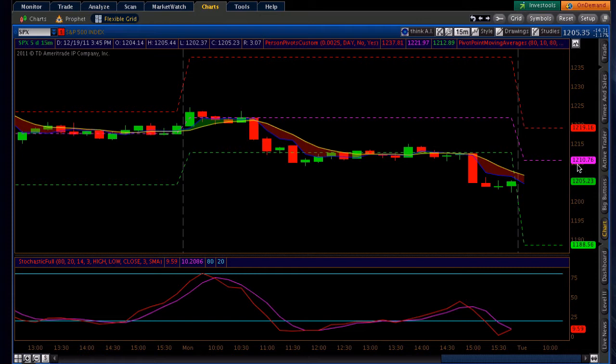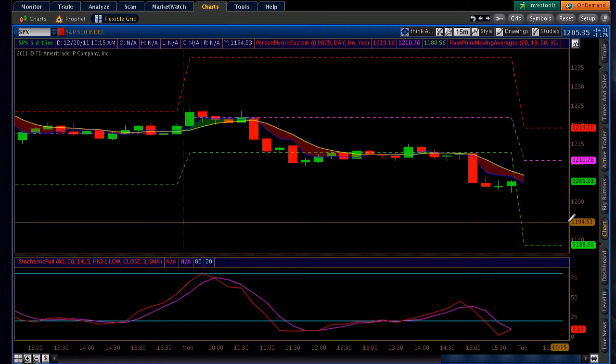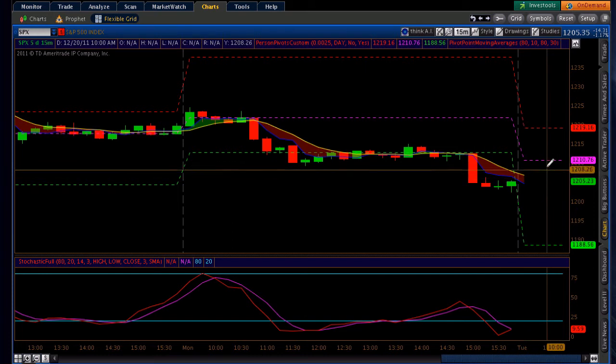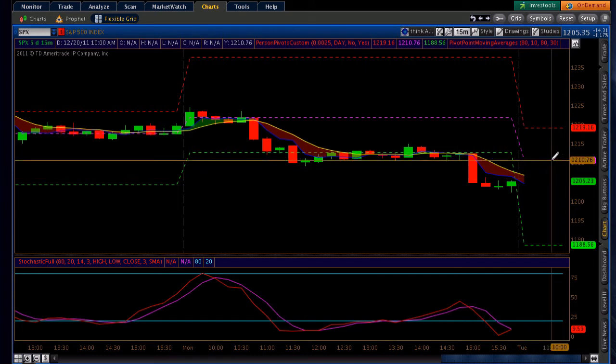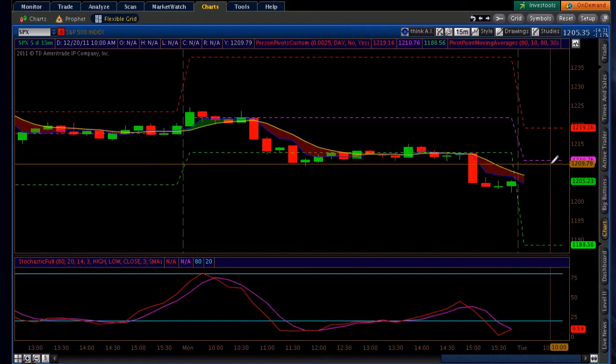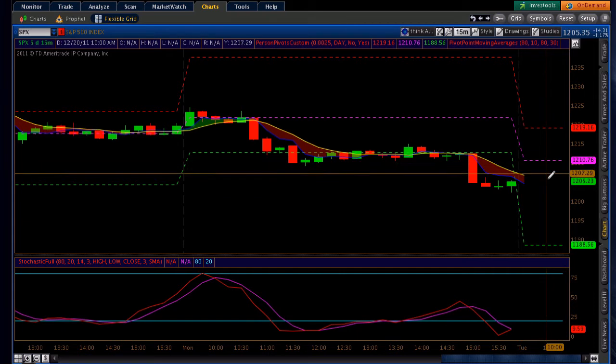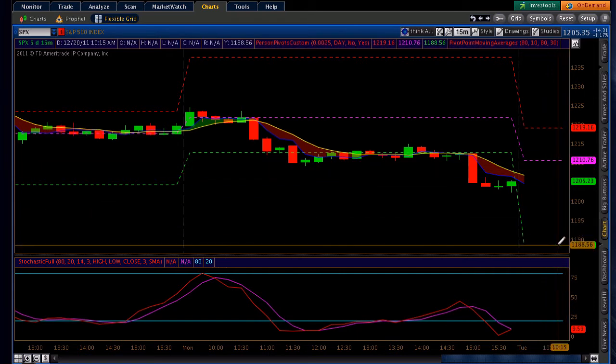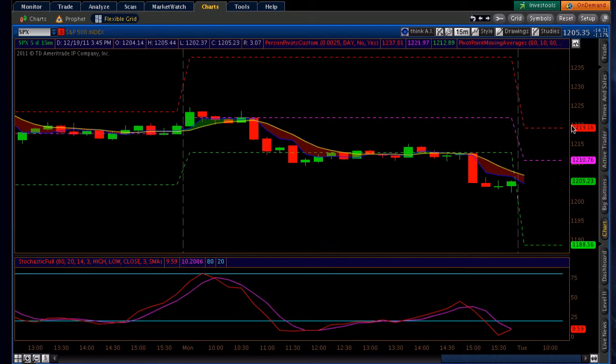The pivot is 1210.76, and the support pivot is 1188.56. So what I'm looking for is that we could get a bounce back up to around 1210. If we cannot hold 1210 or close above it and stay above it, then what I foresee is a sell-off. But we have support right down here at 1188 for the Tuesday intraday support pivot. The resistance is right at 1219.